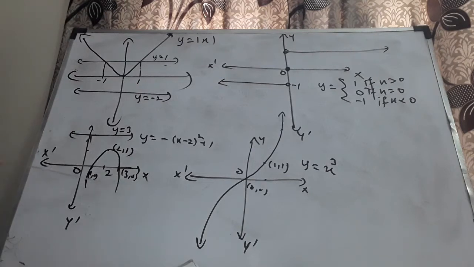Therefore, the image for 1 is 0, and the image for 3 is 0. 1 and 3 have the same image. Therefore, it is not 1 to 1. If I draw y equal to 3, it doesn't intersect the curve at all. Therefore, the element 3 in the codomain will not have a pre-image. Therefore, it is not onto also. It is not 1 to 1 as well as onto. Therefore, it is anyway not a bijection.